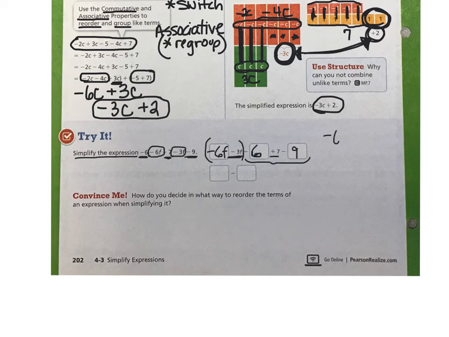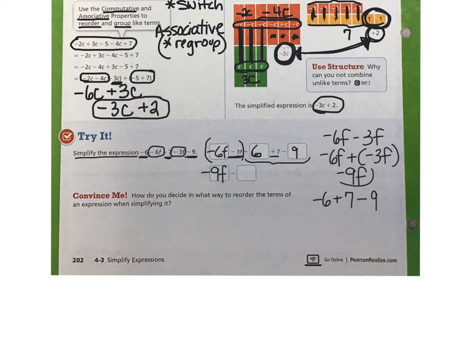So negative 6f minus 3f, do your keep, change. So keep the first number, change to addition, and change to a negative 3f. And what you get is a negative 9f, because negative 6 plus negative 3 makes negative 9. Then you need to worry about the numbers. Okay, the numbers only, you have a negative 6 plus 7 minus 9.